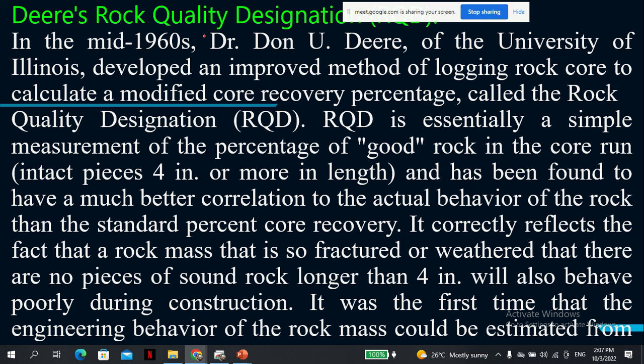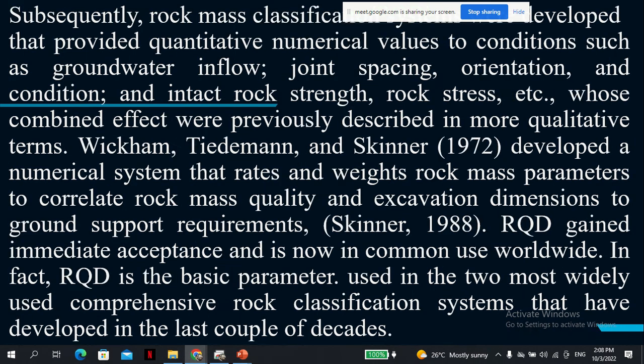Intact pieces of 4 inches in length or more have been found to have a much better correlation to the actual behavior of rock than standard percent core recovery. It correctly reflects the fact that a rock mass that is so fractured or weathered that there are no pieces of sound rock longer than 4 inches will also behave poorly during construction. It was the first time that the engineering behavior of a rock mass could be estimated from a simple parameter obtained from core logging.